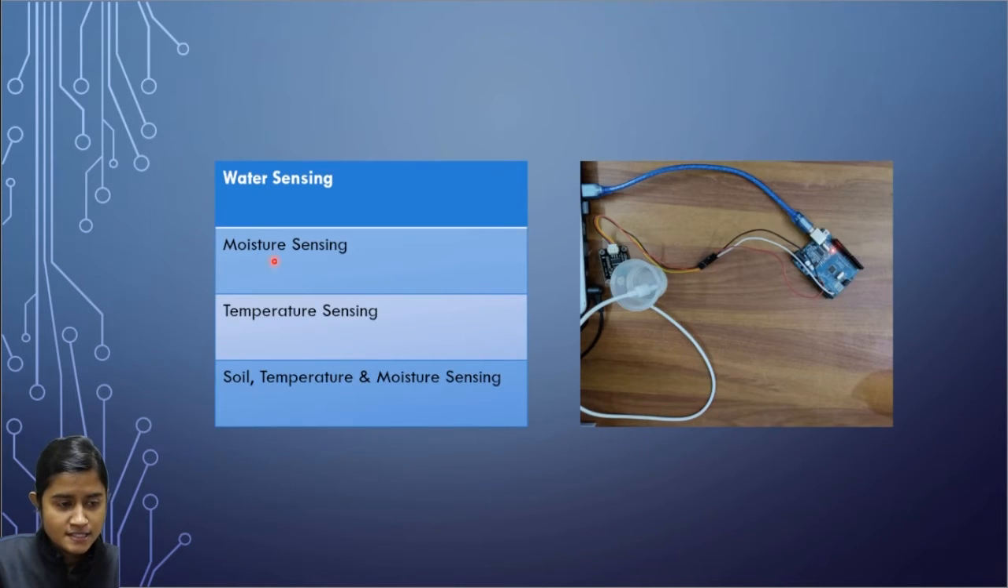In water sensing, there is moisture sensing, temperature sensing, and soil temperature and moisture sensing. This is the measurement of TDS value setup. This Arduino board is connected with the PC, and the TDS sensor is connected with the Arduino board. This is the water reservoir. The TDS sensor is connected with the water reservoir. This value is shown in the Arduino software.